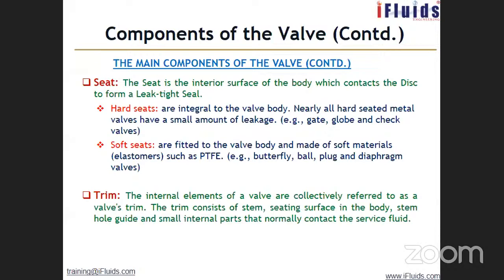Soft seats are fitted with the valve body and made of soft materials, elastomers, such as PTFE, which is a plastic material. So, for example, butterfly, ball, plug, and diaphragm valves have soft seats. Trim is the internal elements of the valve, which are collectively referred to as the valve trim. Trim consists of the stem, seating surface in the body, stem hole guide, and small internal parts that normally contact the service fluid. The trim is the portion which is actually in contact with the process fluid, so trim material is very important.